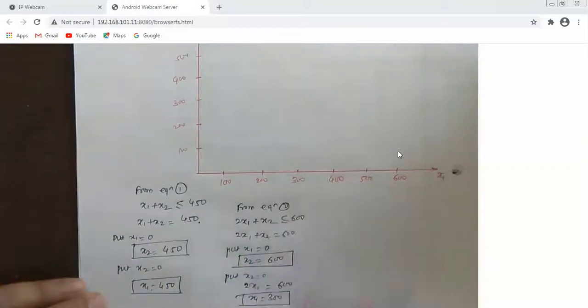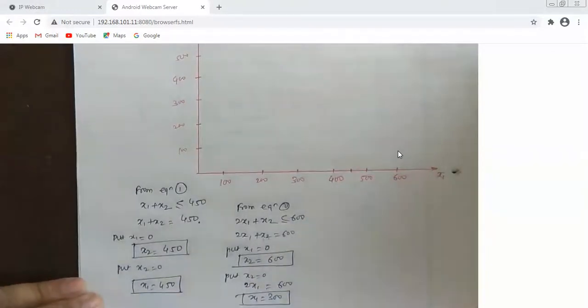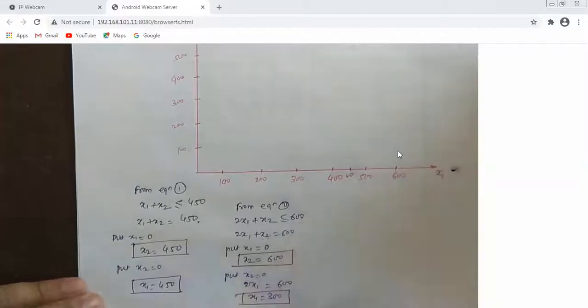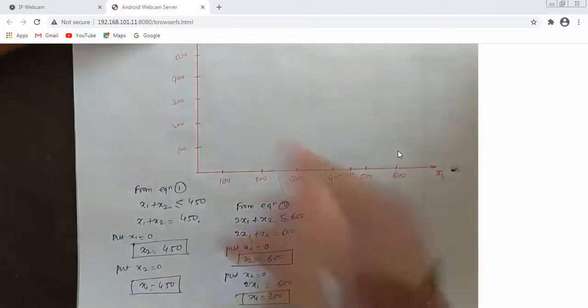Now see, from equation number 1, the value of x1 is 450. So where will the 450 be? At this location, we are getting the 450. This is 450. What is the value of x2? That is also 450. So x2 is on the y-axis, so we have to plot on the y-axis. So 450 will be here.